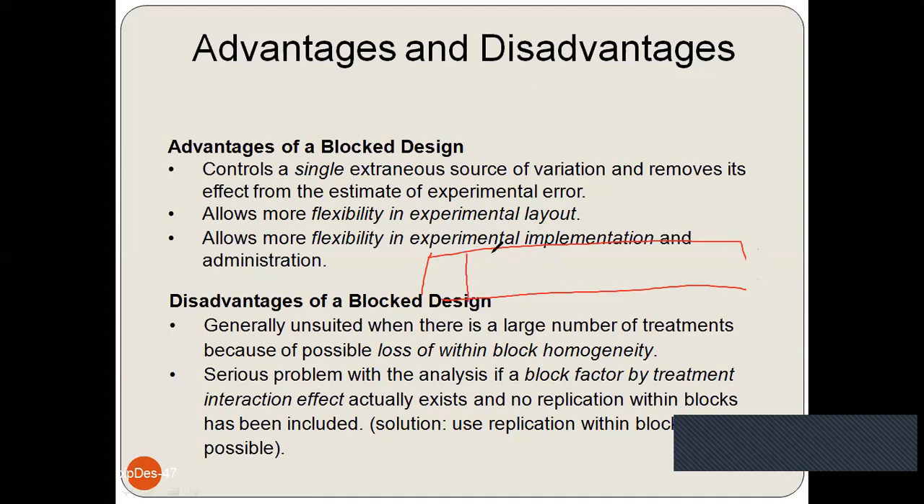I'm dividing this into 20 blocks. Sorry, 20 plots. So if you look at the homogeneity of these plots, they don't perform with homogeneity, right? It is generally unsuited when there is a large number of treatments because of possible loss of within-block homogeneity. There is also a serious problem with the analysis if there is a block factor by treatment interaction effect.